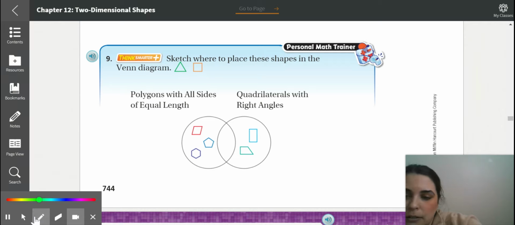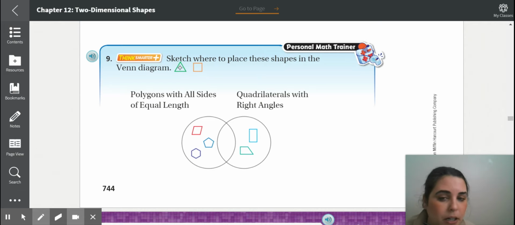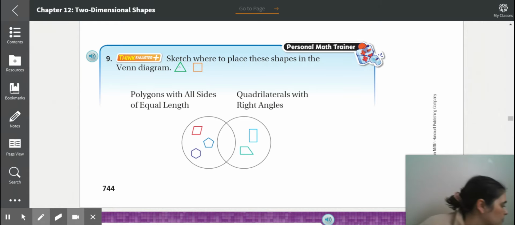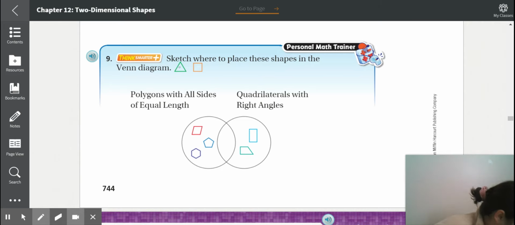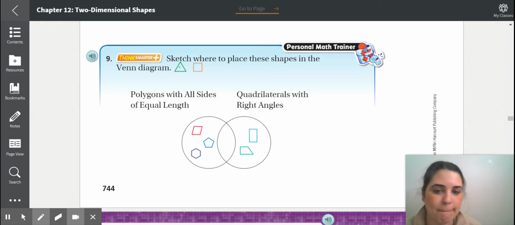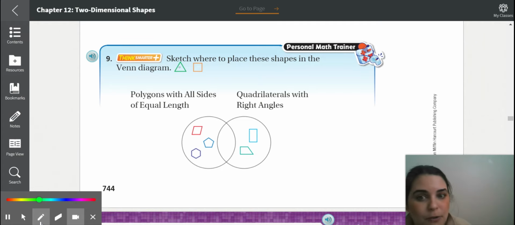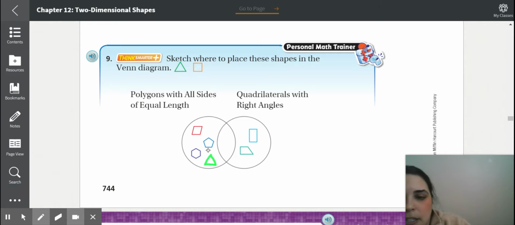Let's start with the triangle, this green triangle. Where do you think it's going to go? Decide where you think it will go, and then we'll correct. I'll give you 15 seconds. Okay. If you said over here, you are correct because it's a polygon with equal length sides but no right angles.